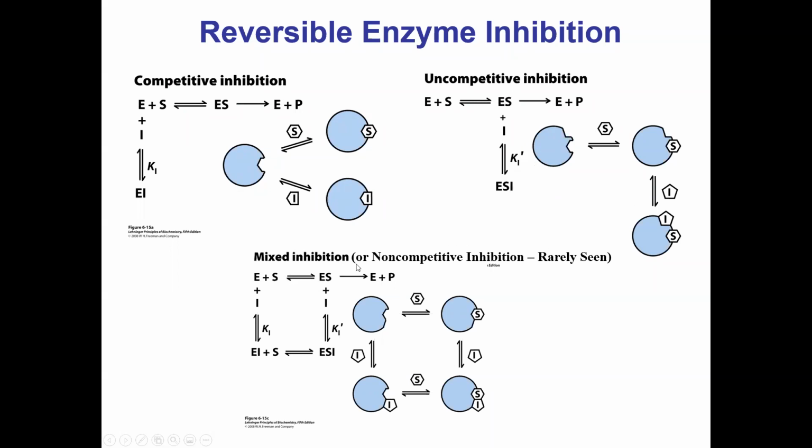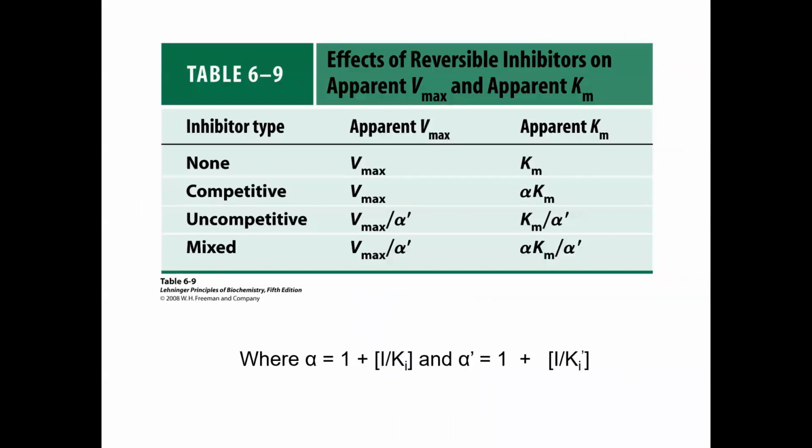What about when you have mixed inhibition, or what we call non-competitive, which is rarely seen? When you have non-competitive inhibition, your inhibitor binds to both the free enzyme form E and the enzyme-substrate complex. Okay, so you have both Ki and Ki prime equilibria, right? And so that is what we call mixed or non-competitive inhibition. It is rare, but actually is seen in certain allosteric enzymes. Okay, so that's the 3 modes of reversible enzyme inhibition.